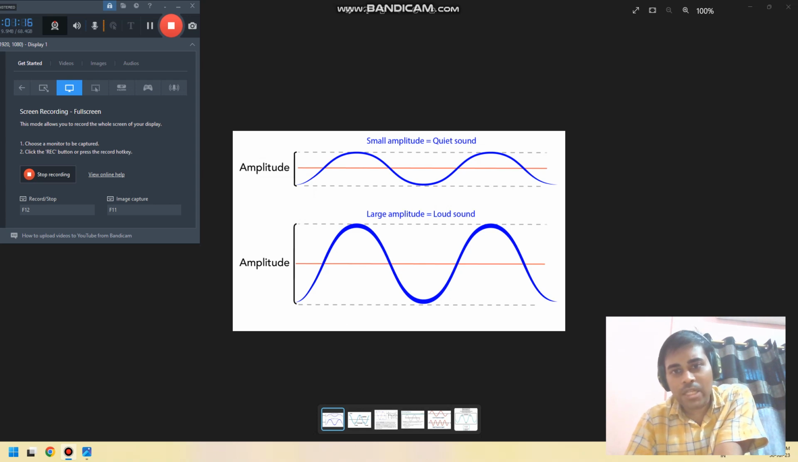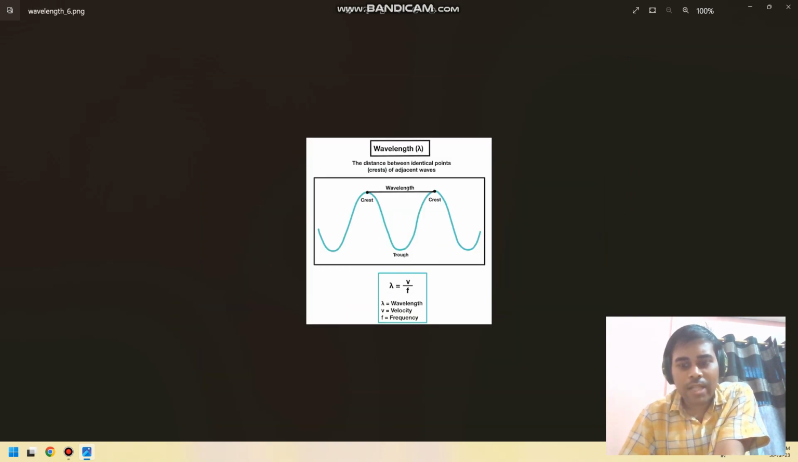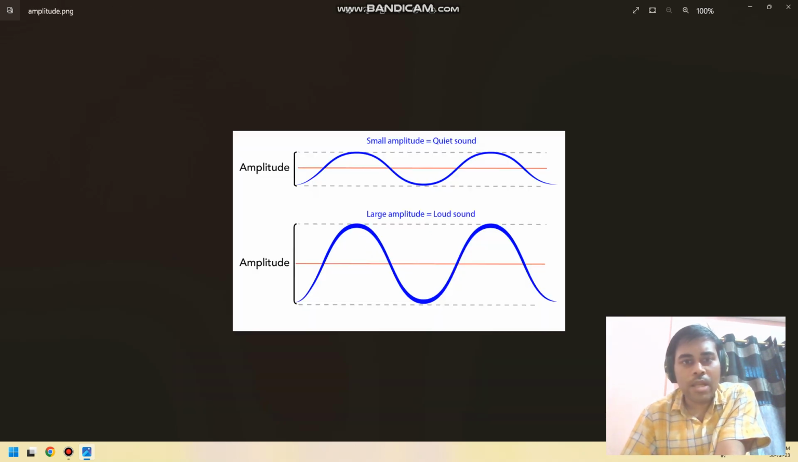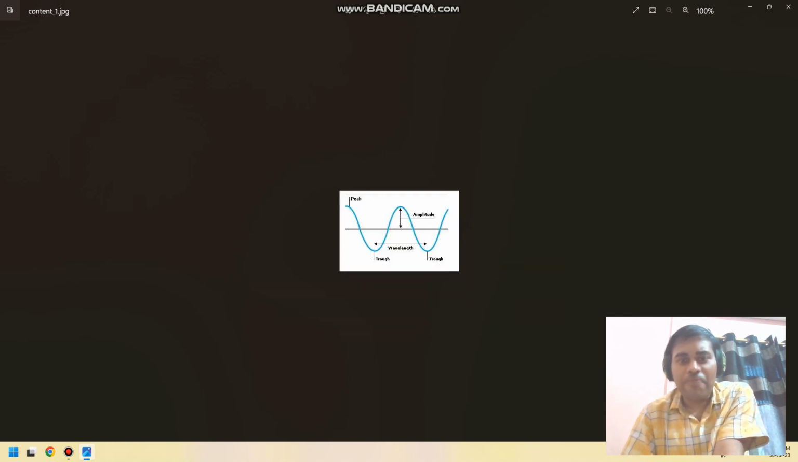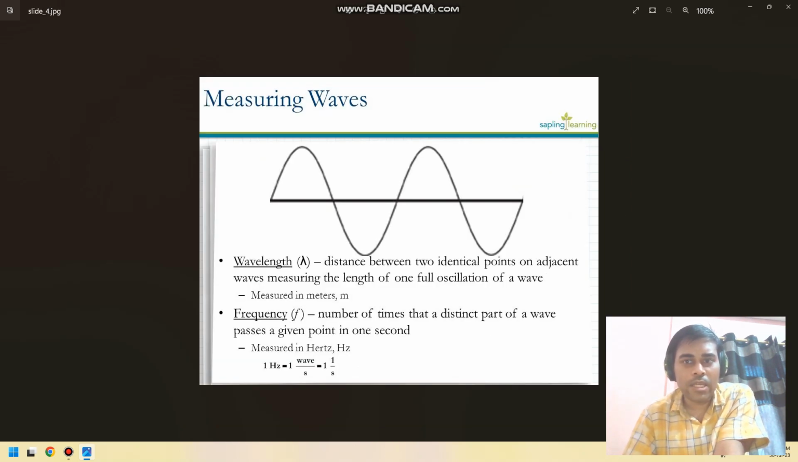What is the amplitude of a sound? What is the frequency of the sound? What is the wavelength of the sound? What are these parameters? It may seem like the word amplitude means amplitude, or wavelength is the length of the wave. But if you dive deep into this topic, you will understand the beauty of sound.